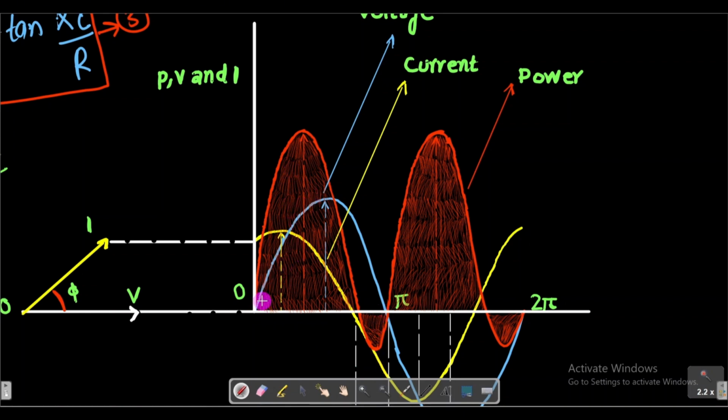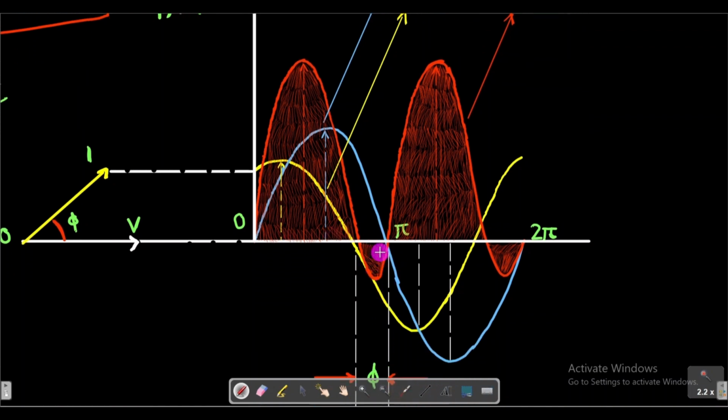So here we have this voltage V in blue, and this is the current I in yellow. If we multiply their amplitudes at each and every instant, both are positive, so their power will be positive. Here this power has increased because the amplitude of these two has increased, so if we multiply them, the power will increase. Similarly, on this side we have the negative power.